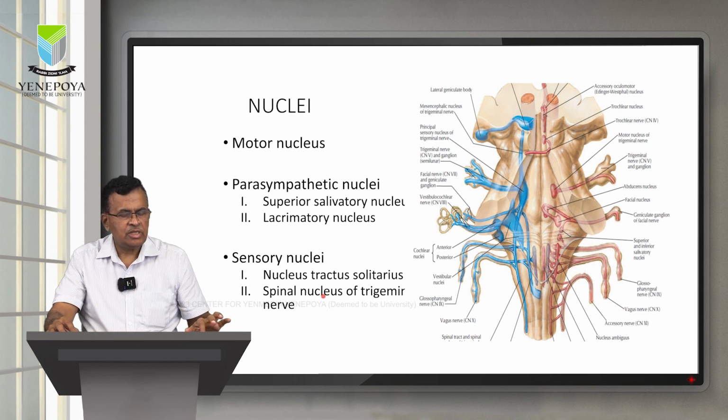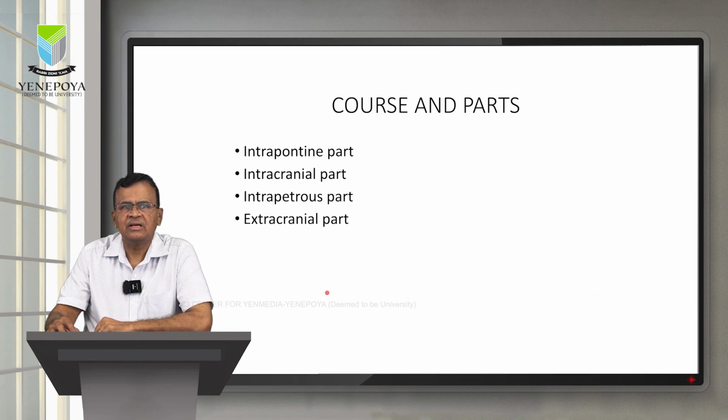The course of the facial nerve is divided into 4 parts. First part is called the intrapontine part. The second part is called the intracranial part. The third part is called the intrapetrous part. The fourth part is called the extracranial part of the facial nerve.